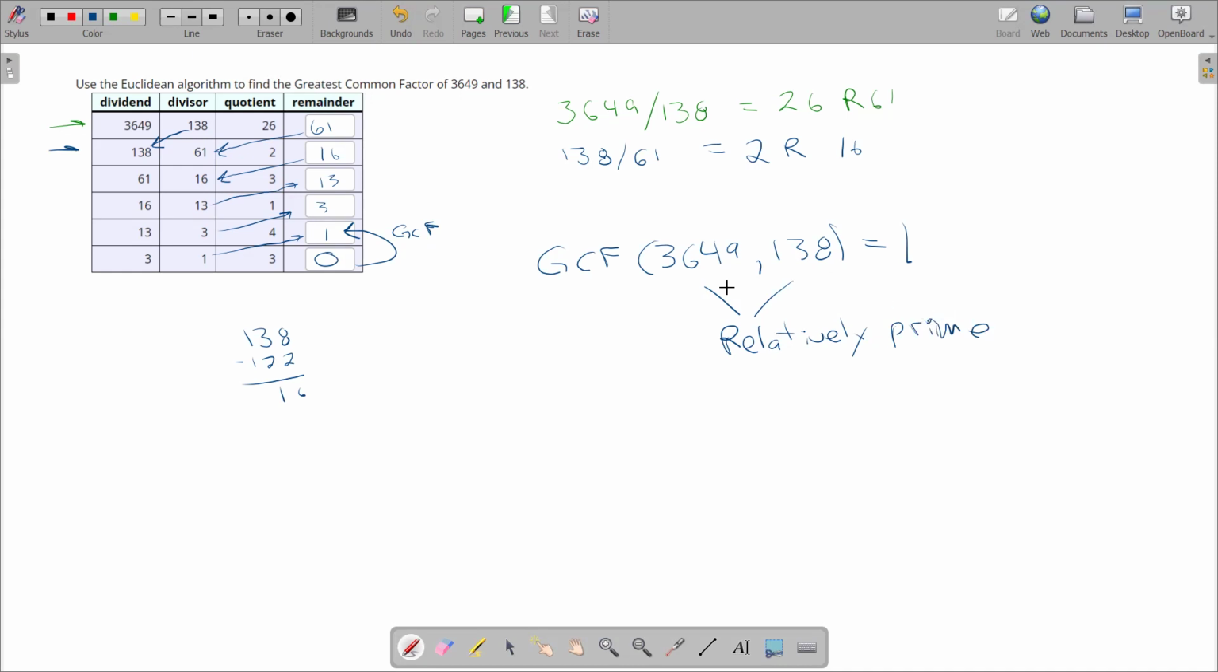All right. So this problem was a lot easier than it looked because the way Euclid's method works is the previous remainder is always the next divisor. Let's try another one where we don't get all of that information. It's a little harder.